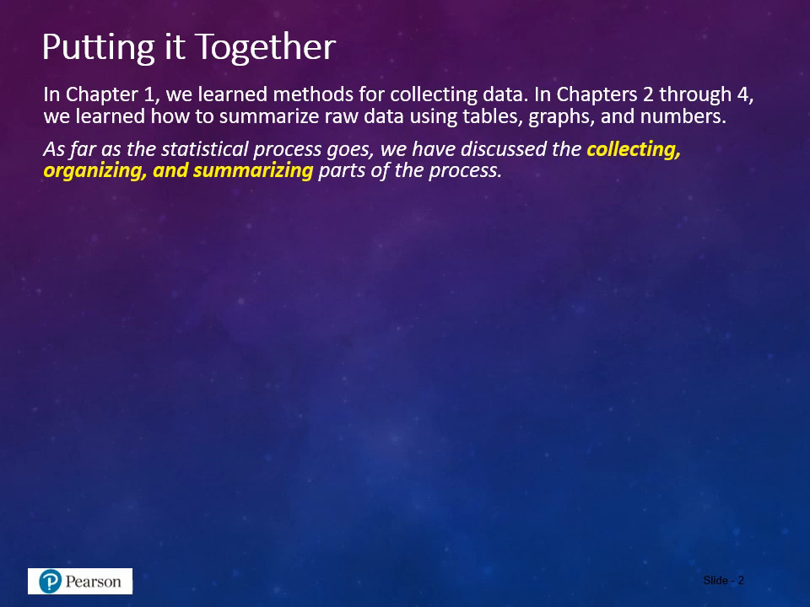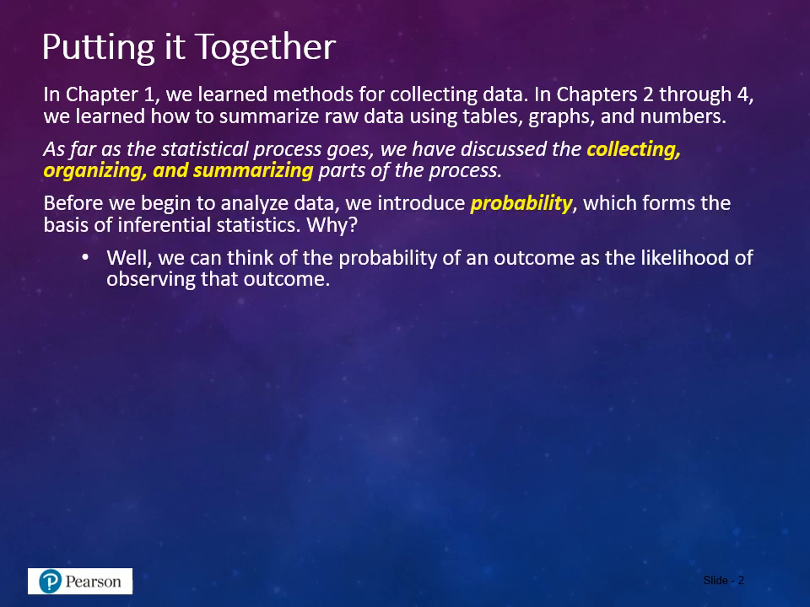Putting it together. In Chapter 1, we learned methods for collecting data. In Chapters 2 through 4, we learned how to summarize raw data using tables, graphs, and numbers. As far as the statistical process goes, we've discussed the collecting, organizing, and summarizing parts of the process. Before we begin to analyze data, we introduce probability, which forms the basis of inferential statistics.